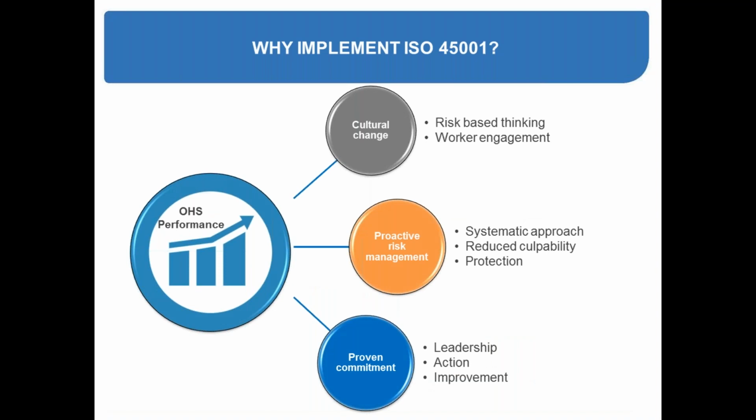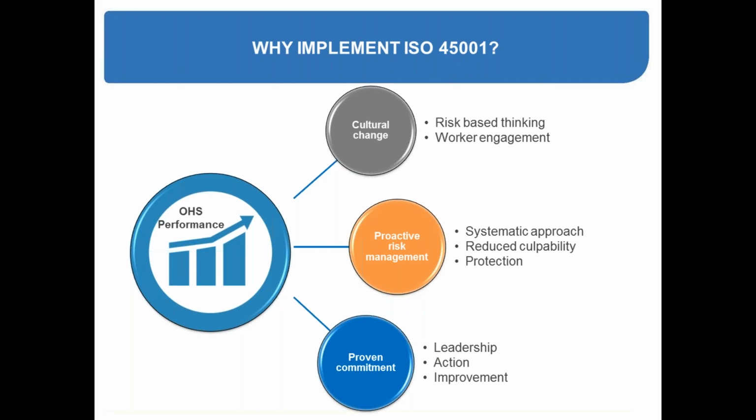So firstly, why would you be looking to implement 45001? What are we trying to achieve by that? Well, primarily, we're trying to improve OHS performance of the management system. We're trying to improve culture, which may involve cultural change, building on existing risk-based thinking and worker engagement. We're looking for a systematic approach to reduce culpability and give protection to workers and the organisation. We're also looking for a proven commitment in relation to leadership, action and continual improvement.